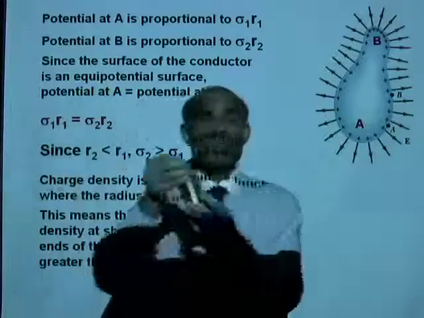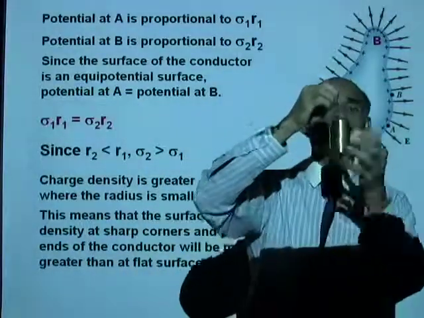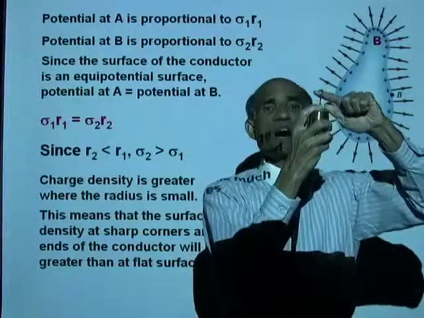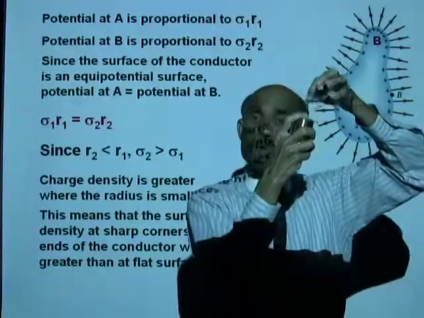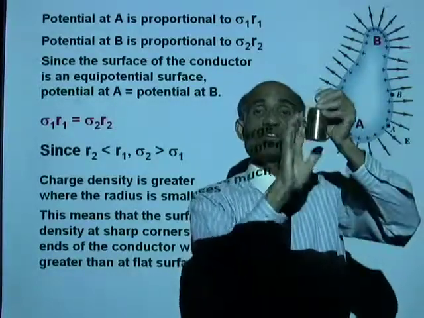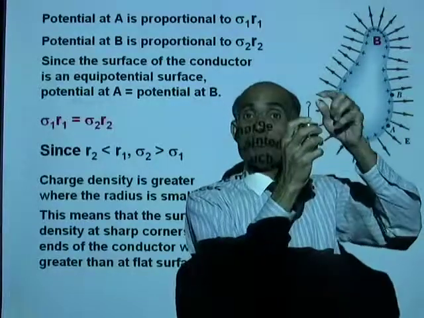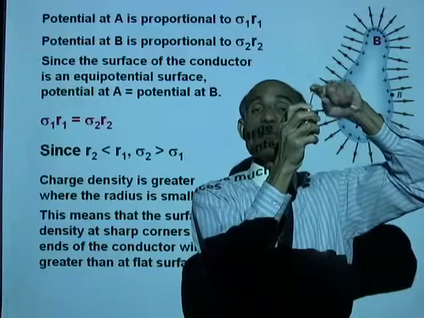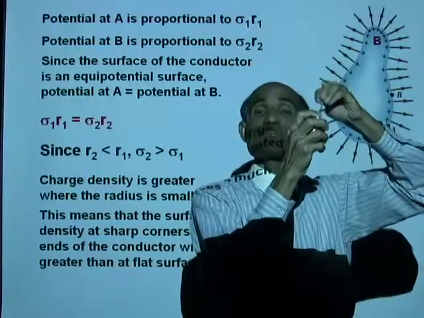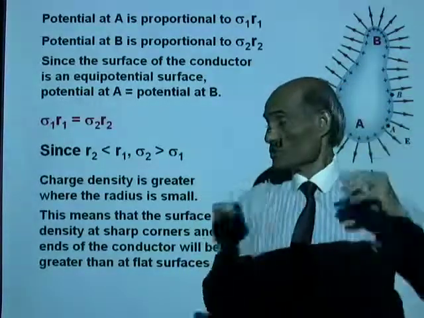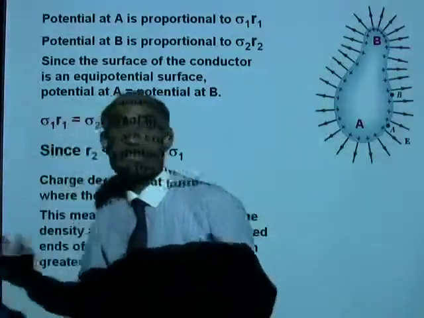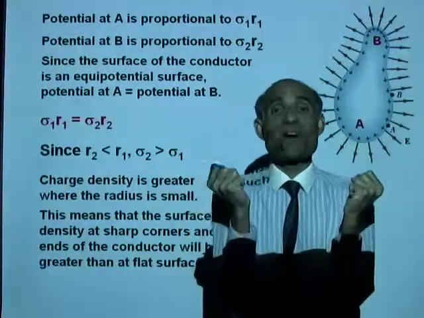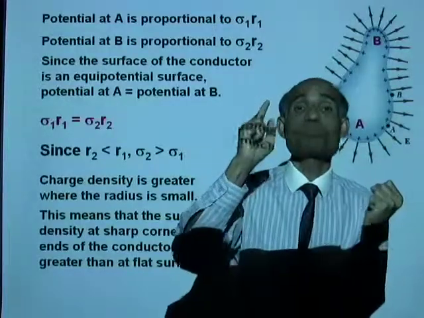For example, if I charge this conductor, look at this conductor. This has a sharp pointed end. That means if I charge this, most of the charges will be concentrated here where the radius of curvature is very small. So when an object is charged, there will be a concentration of charges at sharp pointed ends.